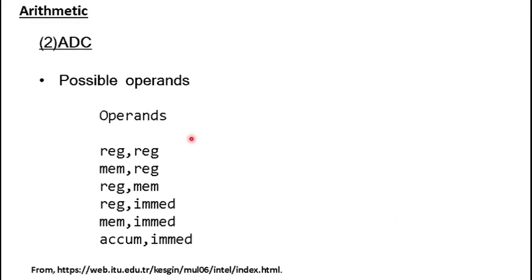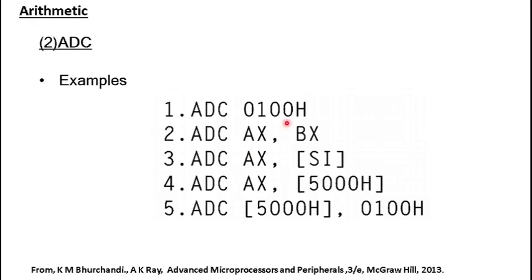So these are the allowed combinations. If your source is a register, destination can be a register as well as a memory, and if your source is a memory, the destination can only be a register. And if your source is immediate, destination can be register as well as memory. And moreover, like add, it supports an accumulator immediate mode, in which you can specify an immediate as the only operand, and the other operand, that is the destination, will be taken as the accumulator, right? So AX will be taken as the implicit operand.